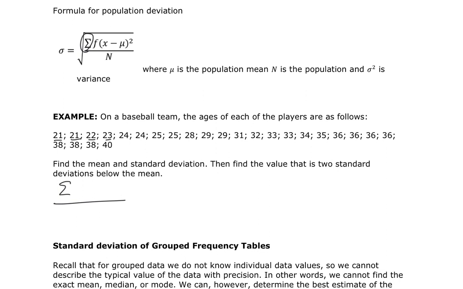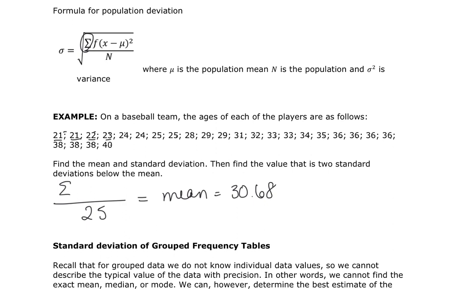In this case, I went ahead and did this on a spreadsheet, and I got the sum, and then I have 1, 2, 3, 4, 5, 6, 7, 8, 9, 10, 11, 12, 13, 14, 15, 16, 17, 18, 19, 20, 21, 22, 23, 24, 25. So I have 25 pieces of data. The sum divided by the number of pieces of data is the mean, and I ended up with 30.68. So that is the mean.